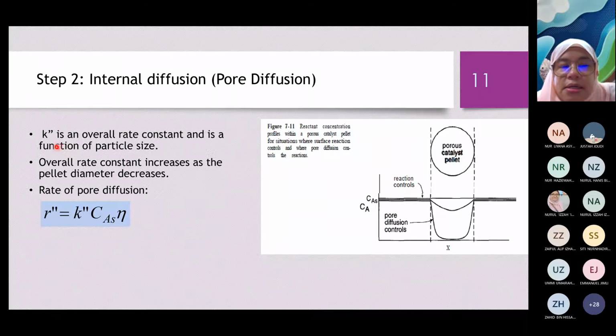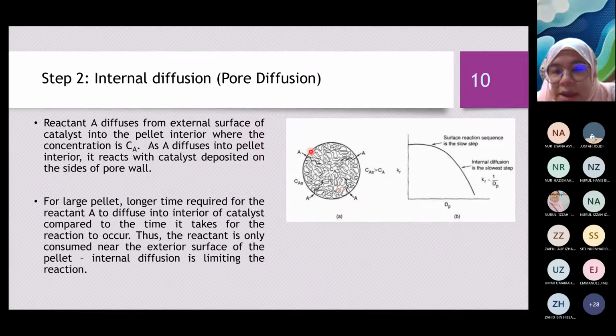K prime is an overall rate constant and is a function of particle size. The overall rate constant increases as the pellet diameter decreases. Why? Because if the pellet diameter decreases, pore diffusion also increases, because the time for reactant A to travel inside the pore will reduce. So pore diffusion no longer becomes the limiting step of the reaction. So now the reaction at the external surface will be limiting. So it is reversed if we reduce the size of the catalyst.